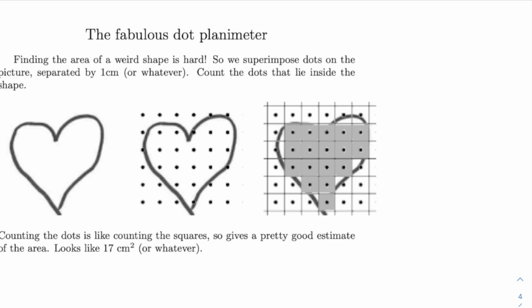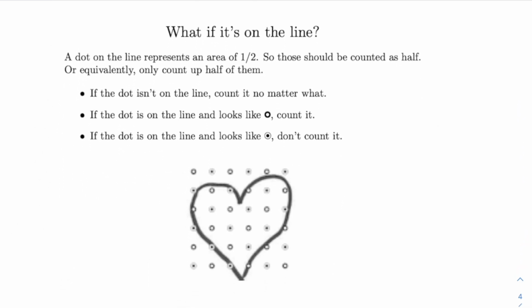And so instead of keeping track of halves, here's a slightly fancier setup. You make your dots so that half of them look different. First of all, if the dot isn't on the line, that is, it's totally inside, then you definitely count it. If the dot is on the line, you're going to count half of them and not the other half. The way this works is if it's one of these empty dots on the line, you count it. If it's one of these filled dots on the line, you don't count it. All right.